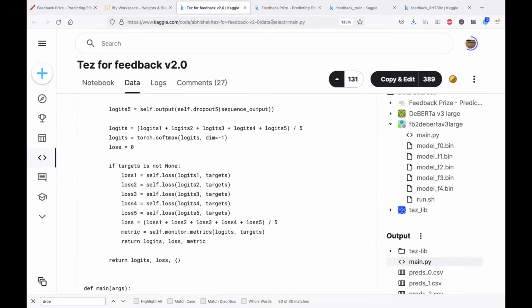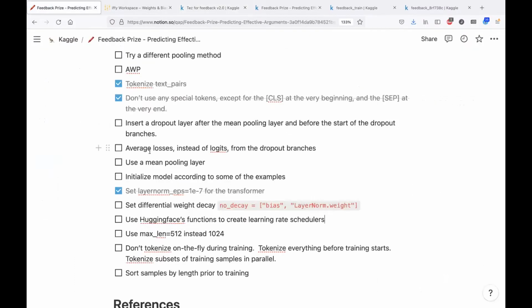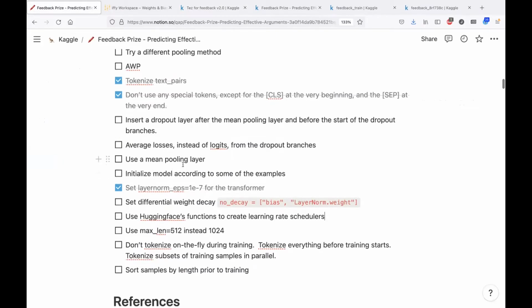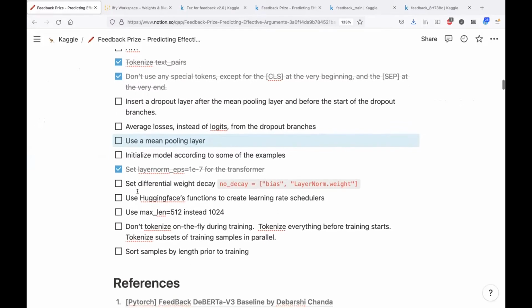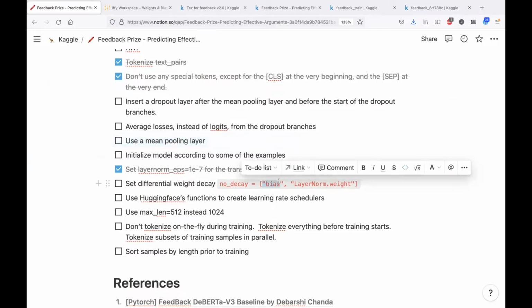Also, some of the other differences: the mean pooling layer. At the moment, I'm just taking the CLS token, so I guess I can add a mean pooling layer. And for the optimization, he applies no weight decay to all the bias parameters and all the layer norm weights parameters. This is something that I'm not doing, and I will also try.